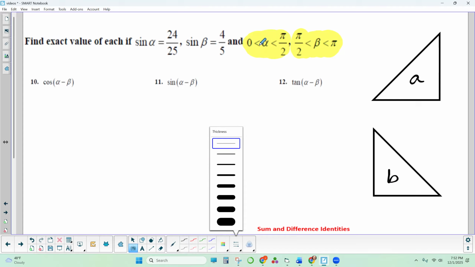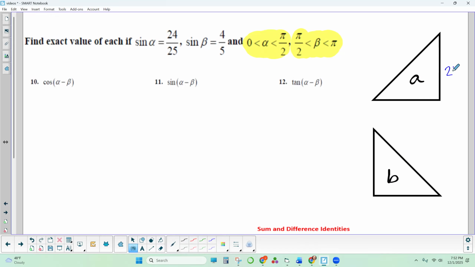Okay, and what we've got here is quadrant 1 for alpha because it's between 0 and pi over 2. So if it's between 0 and pi over 2, we're in quadrant 1, and we're given that sine is 24 over 25. So that's y over r, and then using Pythagorean theorem, we can find x. And because this is in quadrant 1, x and y are both positive, so we're good.